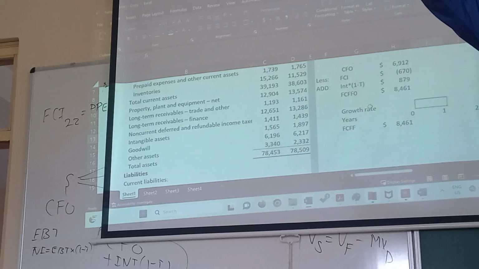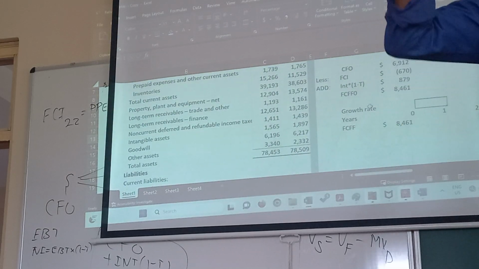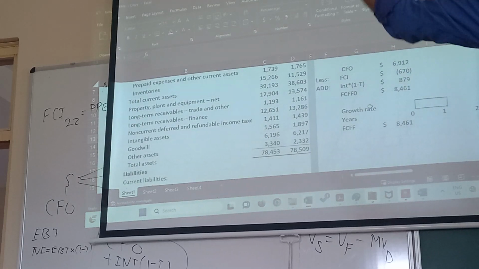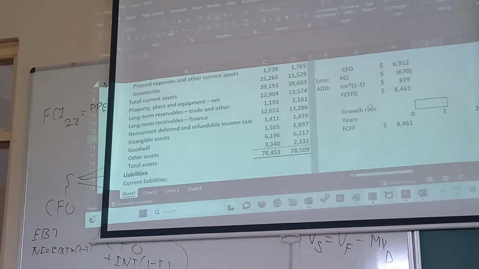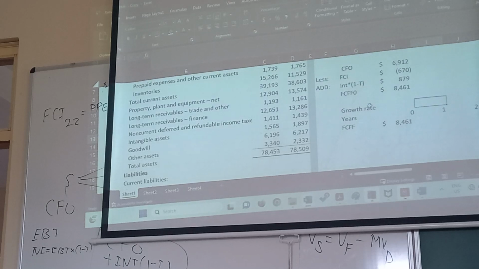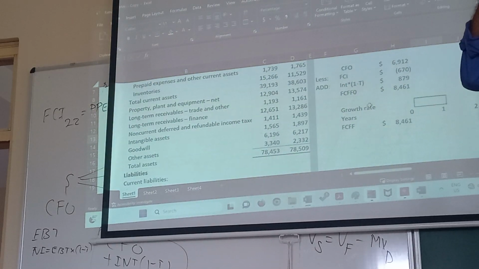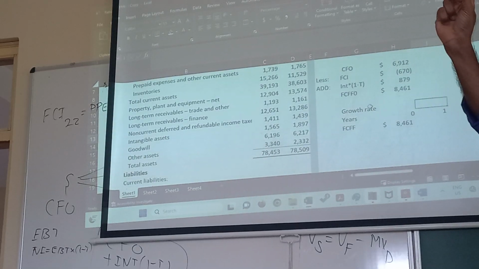Industry? Okay. Now listen, all of you, to project your growth rate for the next 2 years, you have to check the industry growth rate. Now, what industry is this? Caterpillar. What industry is Caterpillar? Heavy equipment manufacturing. Okay. All of you, for your respective industry, please check the growth rate for that industry.